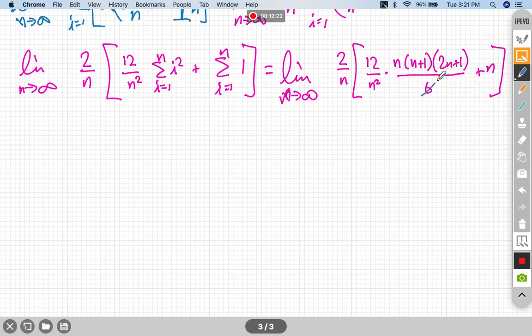Well, first thing I'm going to come by and say, hey, 6 can go into 12, giving me a 2 there. And I have n here, so I can cancel out one of my n's. So now I'm doing the limit as n approaches infinity. We have 2 over n times, so this was, we did this before, 2n squared plus 3n plus 1. And that's being multiplied by 2.